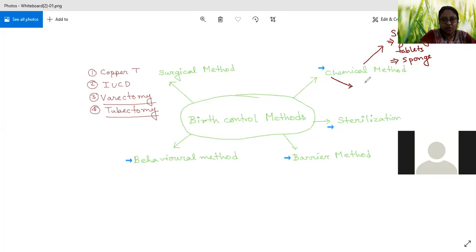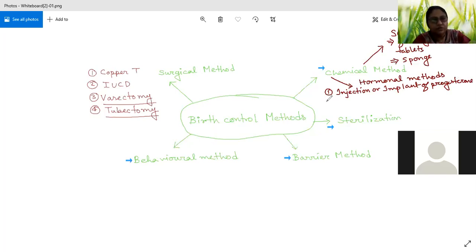Let us now talk about the different hormonal methods. So, what are the different hormonal methods? First thing is injection or implant of progesterone. It is generally able to give 3 to 4 years of prevention against pregnancy. These implants need to be implanted into the reproductive system of the female, and by means of that one can have prevention against pregnancy.